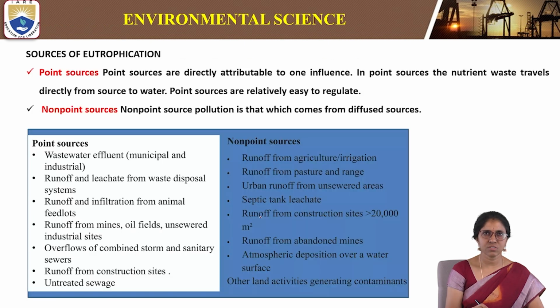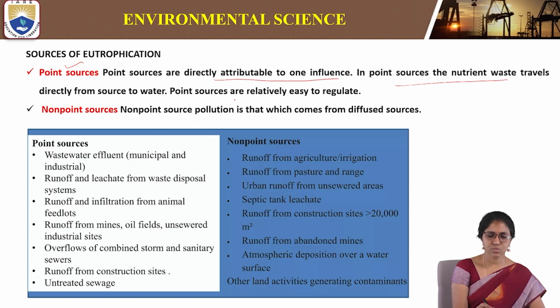So what are the sources of eutrophication? Here two types of sources are there: point sources and non-point sources. Point sources are directly attributable to one influence. In point sources, the nutrient waste travels directly from source to water. Point sources are relatively easy to regulate.